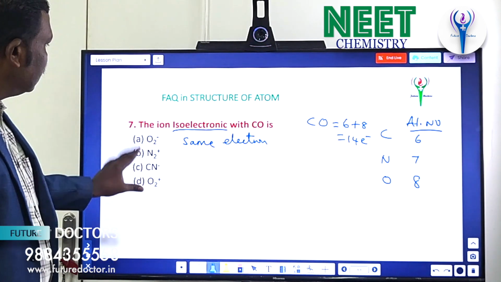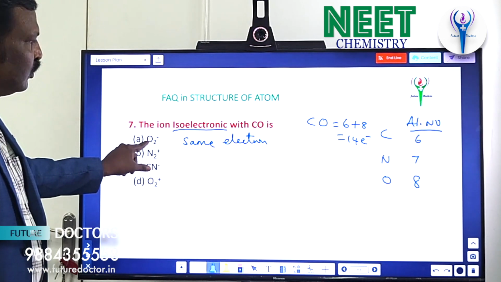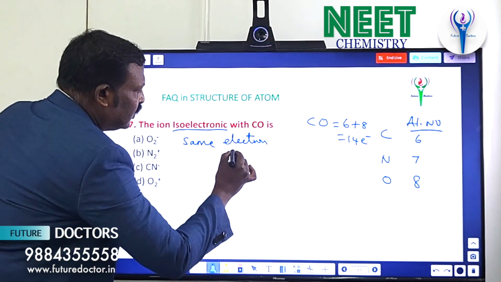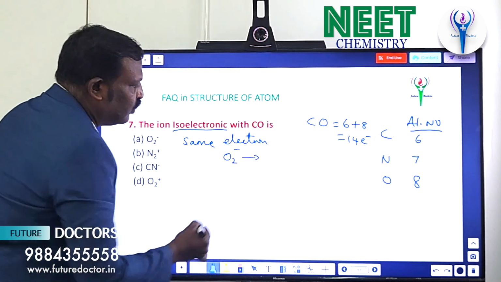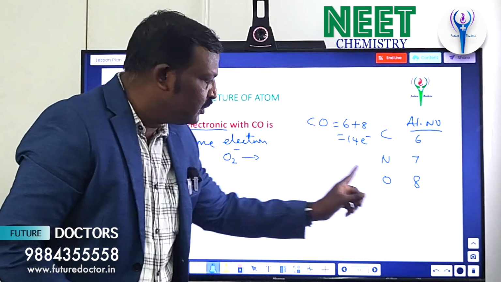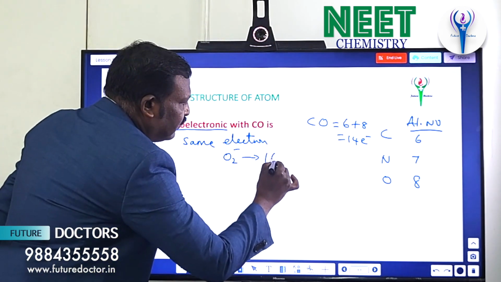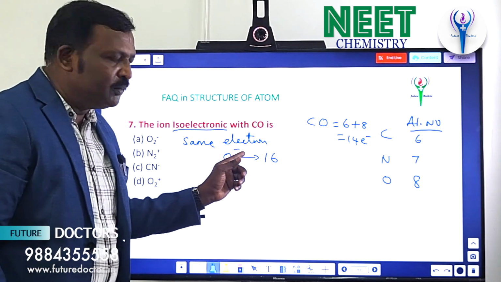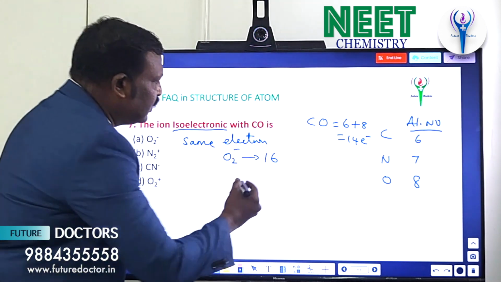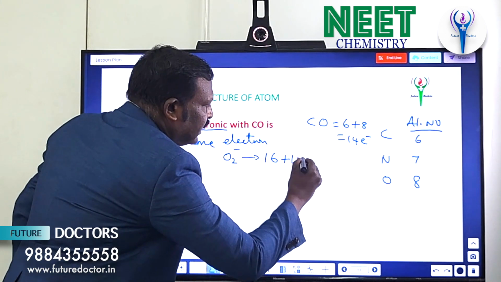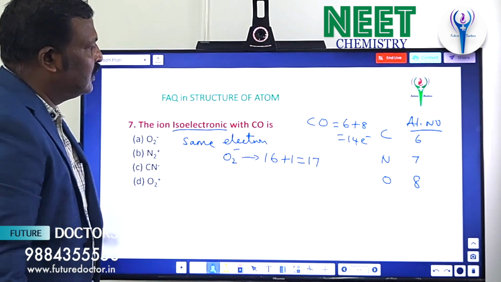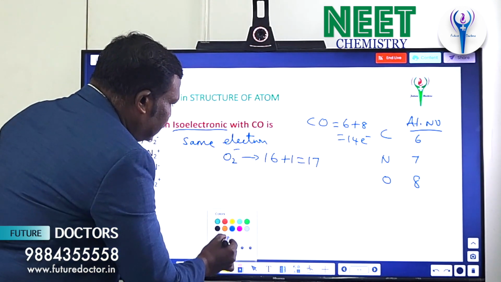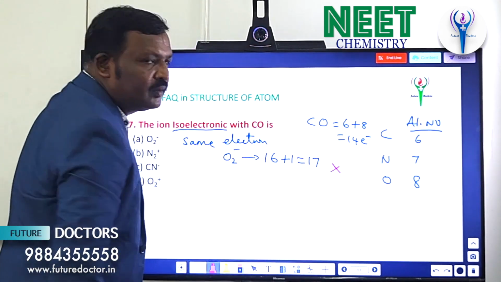Okay, that's the question. See, you take O2 minus. 1 O is 8, 2 O is 16. Are you following? 1 oxygen 8. 2 oxygen 16. Then minus is there. Minus means it has 1 electron extra. So 16 plus 1, we have 17. Now we just compare this one. Not same, no? Okay. So this is not the answer.